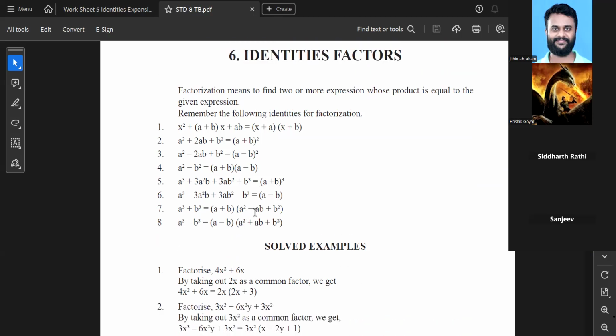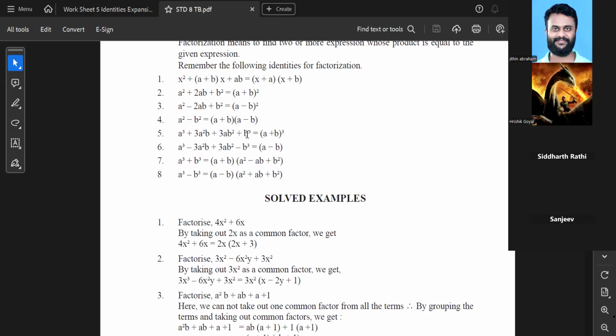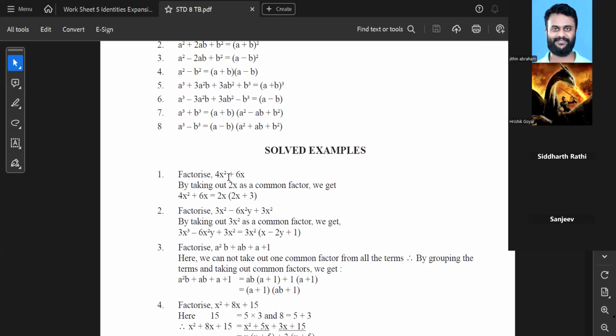So let us understand how are we going to factorize using these identities. So the first question goes like this. First solved example goes like this. Factorize 4x square plus 6x. Now how to factorize them?